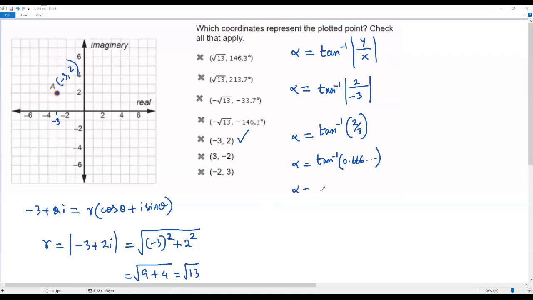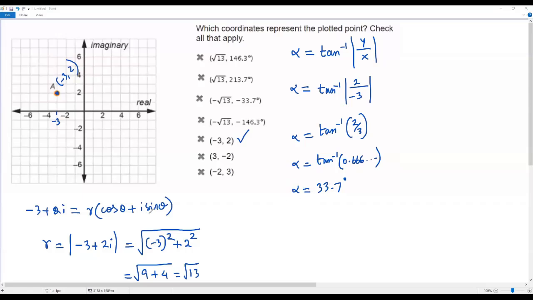I'm getting alpha is equal to 33.7 degrees. It's an approximate value because I rounded the angle measure which I get for this one to the nearest tenth. So this angle measure is between 0 and 90, which means it's in the first quadrant. Always, when we get the value of alpha, it will be in the first quadrant.